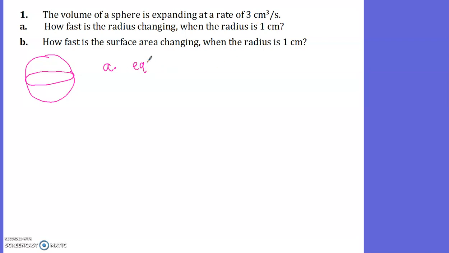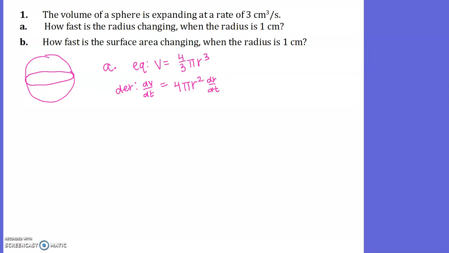So my equation is going to be volume equals, the volume of a sphere is 4/3 pi r cubed. Then our derivative, dV/dt, equals the derivative over here. This is just power rule, so bring the 3 in front. So 4/3 times 3 is just going to be 4 pi. This will now be r squared dr/dt. They want to know how fast the radius is changing, so that's our dr/dt.